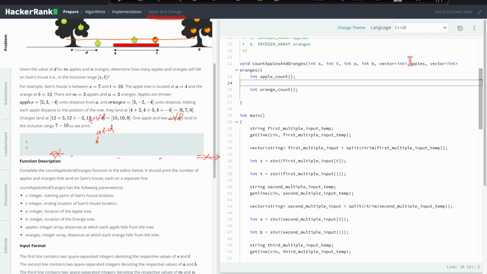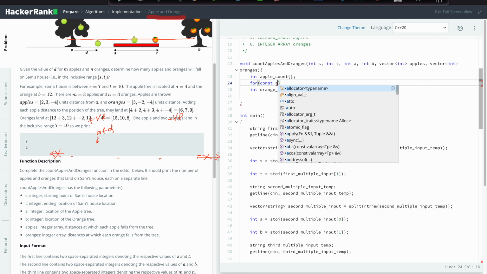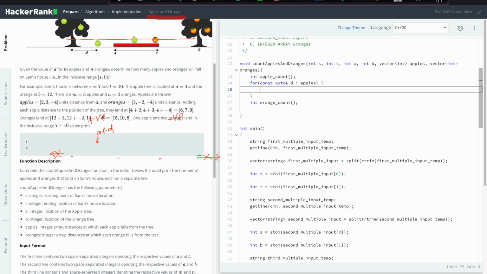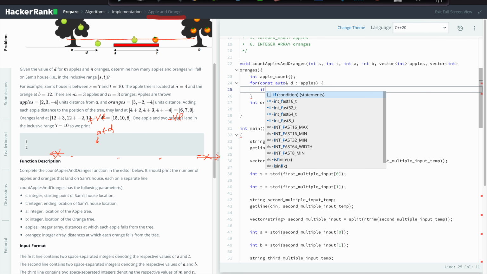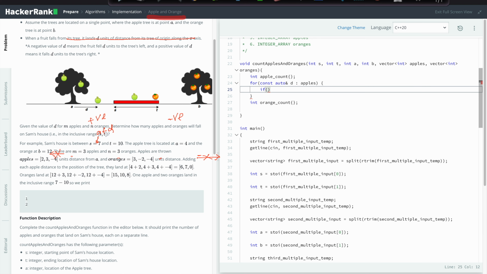Okay, we have to traverse this apple vector. So how to traverse? Let's use a range based for loop. Const auto ref that contains the value of d, right? So d inside apples. Fine. Now we have to apply some logic that we have already discussed. For apple, we should consider its d value should be positive. Otherwise, if it is negative, we are going to discard it because that will never fall in this zone, right? That's why let's put the condition d should be greater than 0.